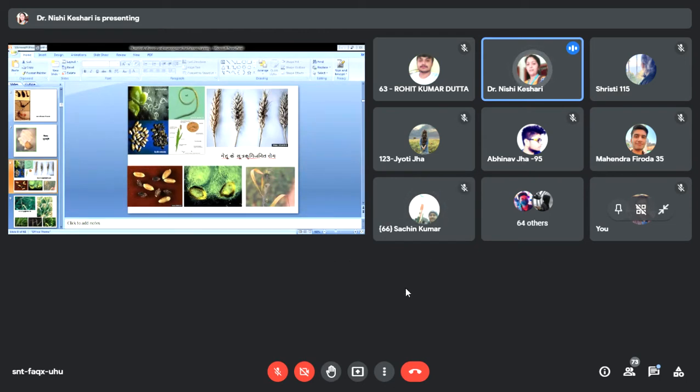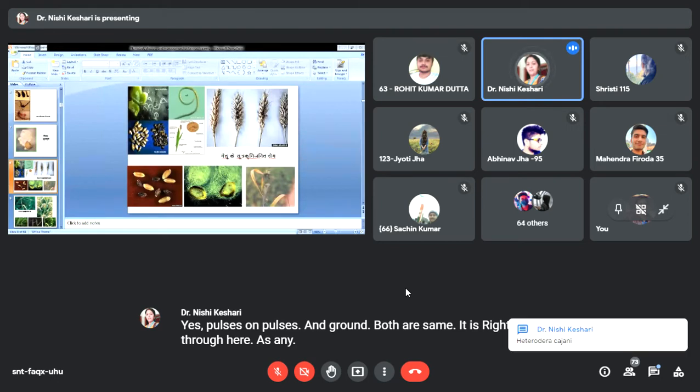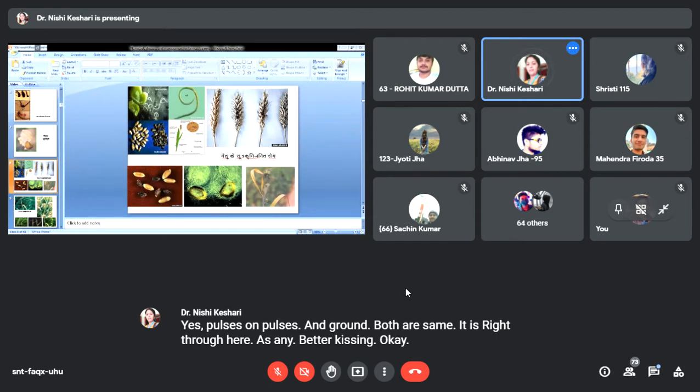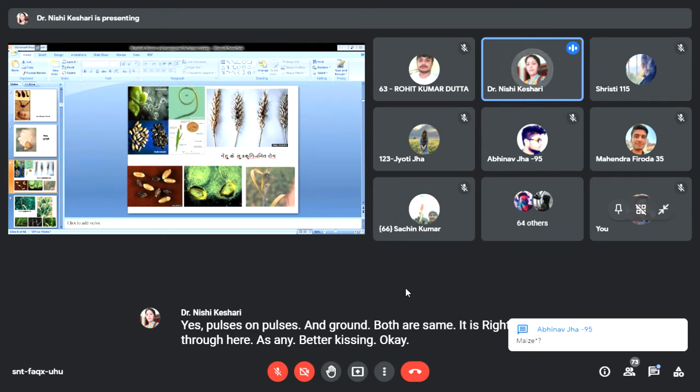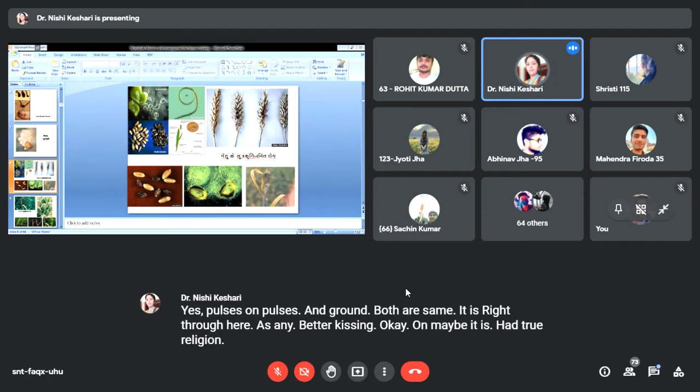Yes, pulses, and gram, both are same. It is Heterodera cajani. Heterodera cajani. Okay. On maize it is Heterodera zeae. Heterodera zeae.